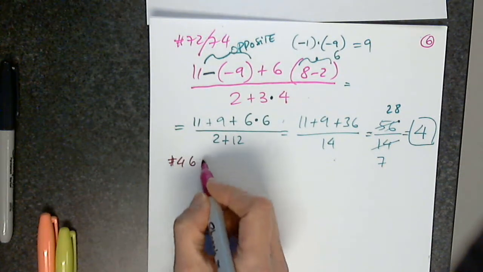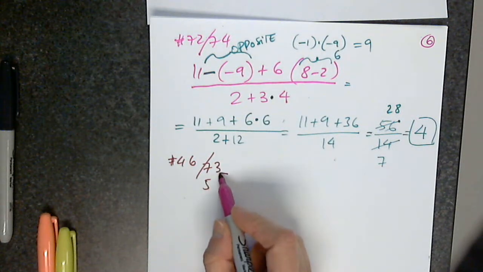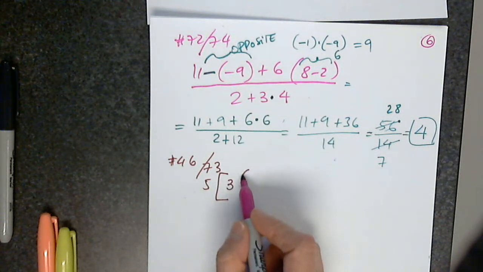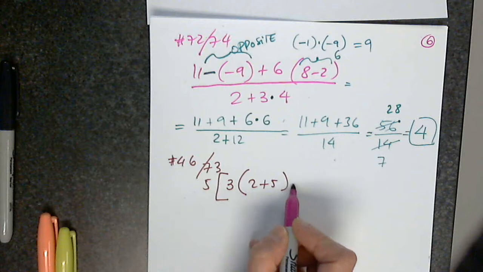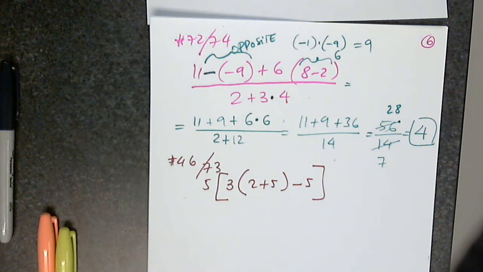46 on 73. So 5, bracket 3, parenthesis 2 plus 5 minus 5, and close the bracket. I know we only have 8 minutes left. I would like to talk about evaluating algebraic expressions. These 3 major topics we have now: fractions, order of operations, and evaluating algebraic expressions.